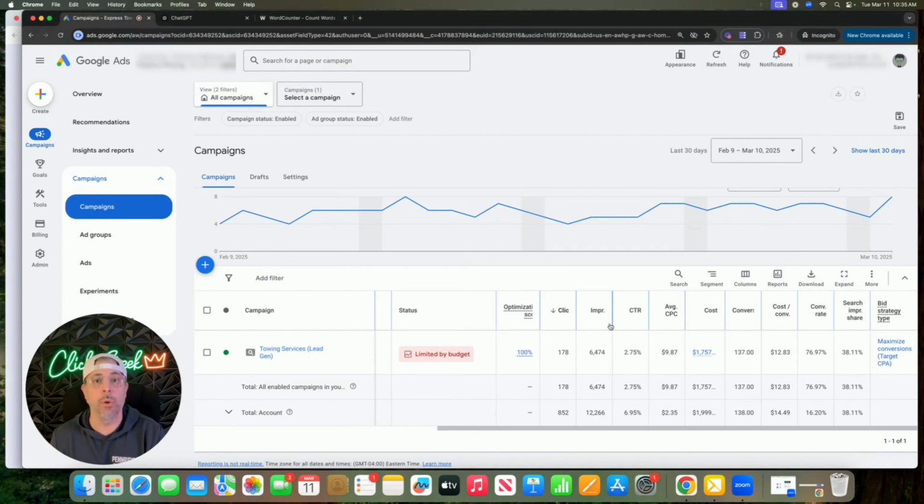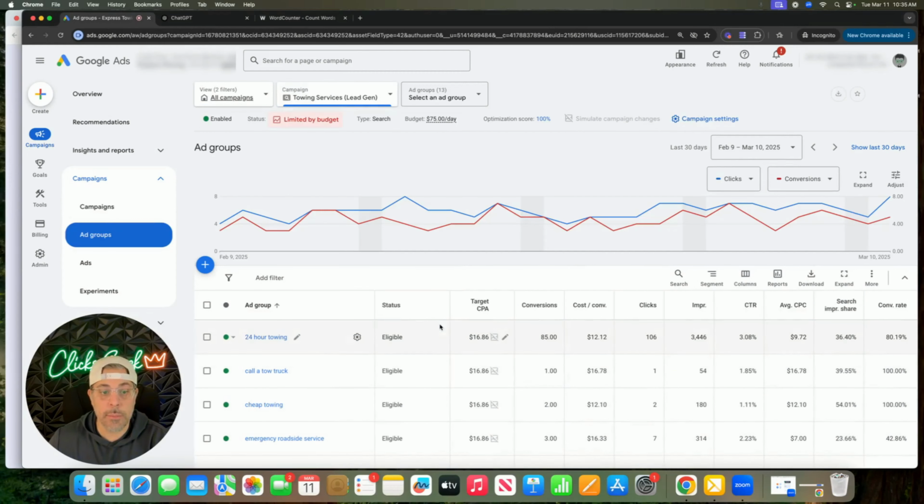Because remember, the goal here is to send Google as much high quality traffic in the first 30 days as possible to give them the best conversion signals so that we can then flip this campaign into a smart bidding strategy in month 2. So let's go into this campaign, for example, right? Towing, last 30 days, 137 leads, $12 a lead, $13 a lead. And we're using a TCPA on that account.